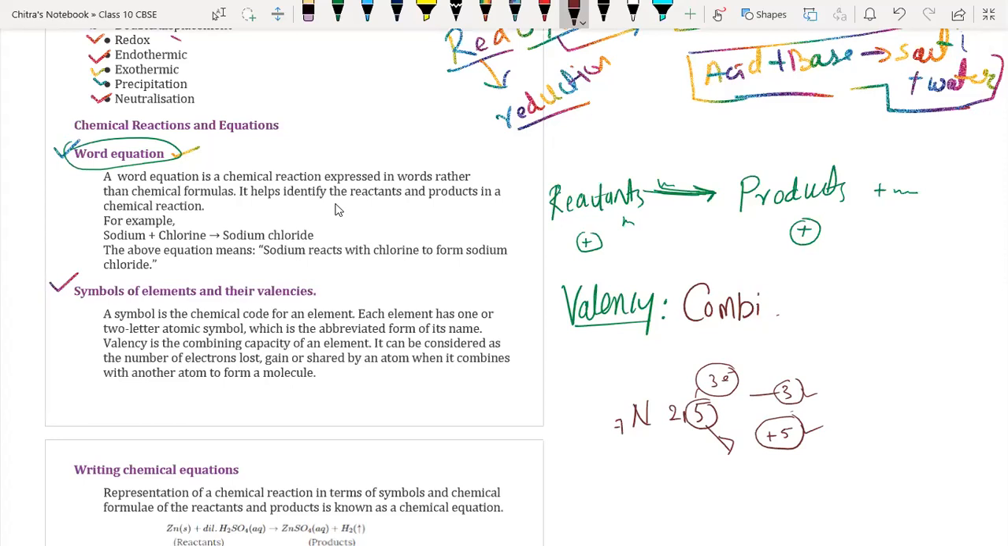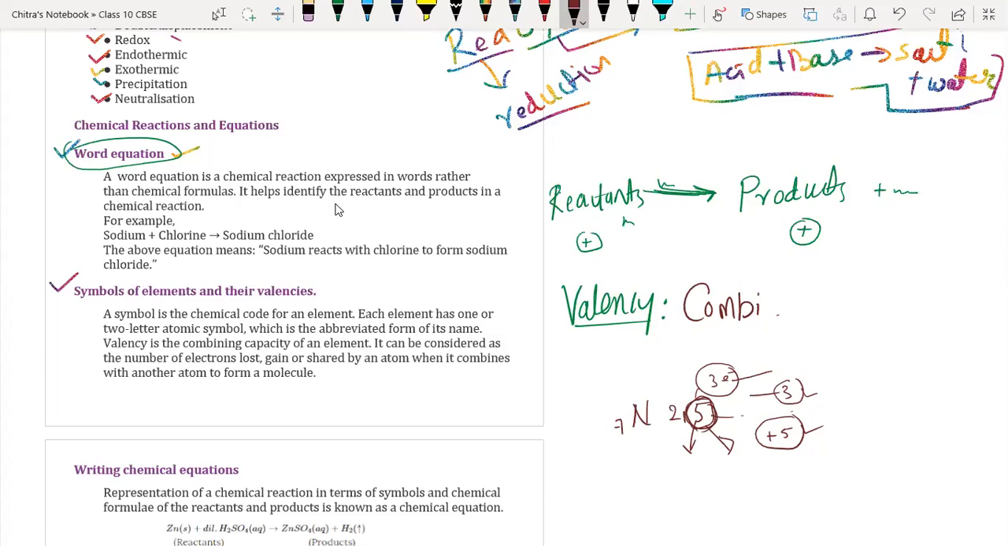There are two types of valency, one is fixed and another is variable. So nitrogen shows variable valency of 3 as well as 5. So we can say nitrogen has the capacity to combine with 3 other elements or 5 other elements. Means we have to decide valency on the basis of their combining capacity only, not only on the basis of the number of electrons present in their outermost shell.